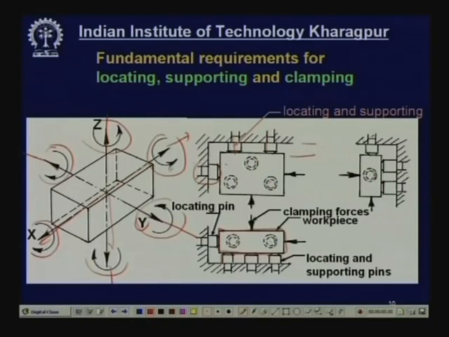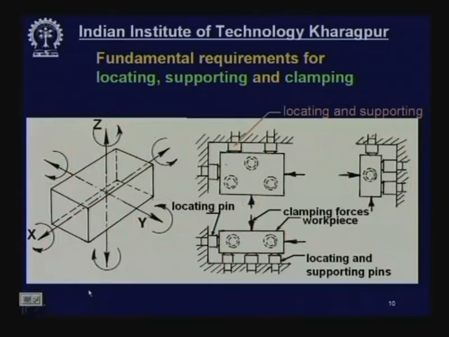Then from this side, the locating, and this is the side view. Now, by these pins, we arrest 9 degrees of freedom. Now, if we apply a force from top, a clamping force, one force from this side in the x direction, and one force from, say, this side, then all the degrees of freedom will be totally arrested. So, this is the basic principle to be followed first while locating, supporting, and clamping.